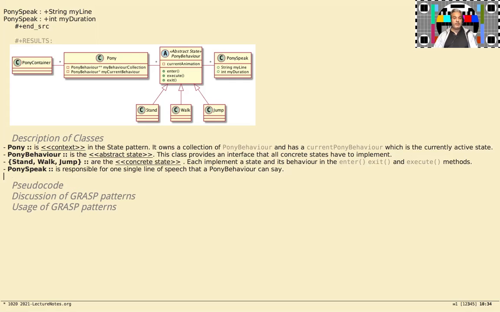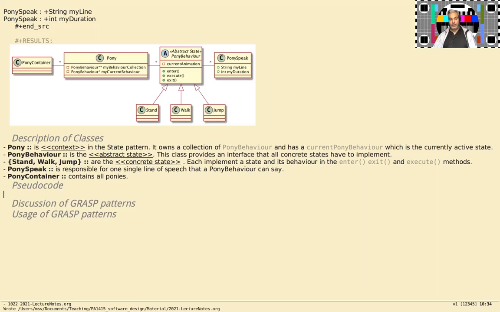So pony speak is one single line of speech that a pony behavior can say. It's actually the pony that says it, obviously, but they can say different things in different states. So that's why we connected it to the pony behavior instead. And then the pony container. The next, so these two are the first two bits, or actually it's 3 bits.